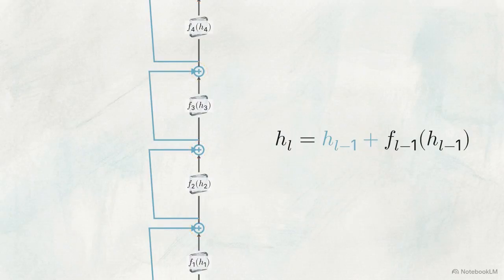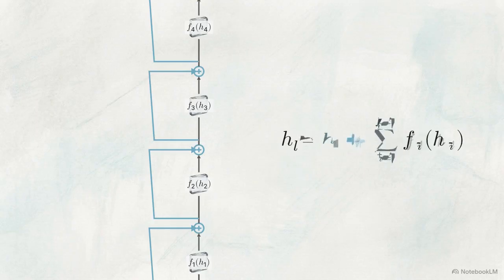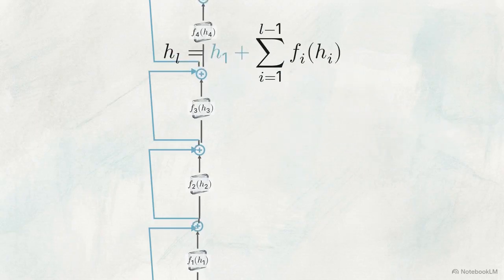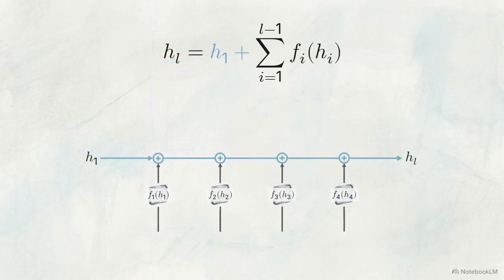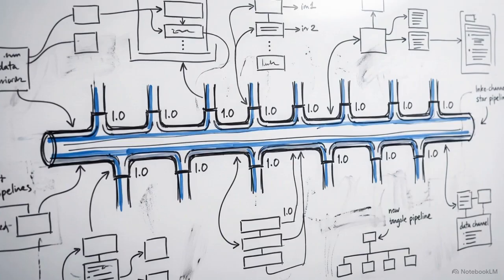If we mathematically unroll this equation, the hidden state entering any given layer is actually the sum of the very first token embedding plus the outputs of all preceding layers. Notice the implicit coefficient of 1 in front of every single term in this summation. Because of that uniform coefficient, every layer receives the exact same, equally weighted sum of all prior layer outputs.